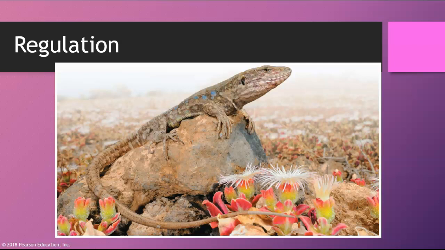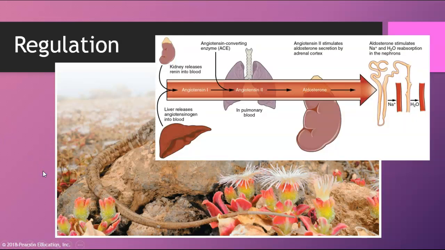When they get too hot, their behavior tells them to move into the shade or into a burrow to cool off. And so regulation is an important process that living things have to be able to do in order to maintain their processes. Another kind of regulation would be regulating the presence of or how enzymes and hormones affect the various processes in your body.